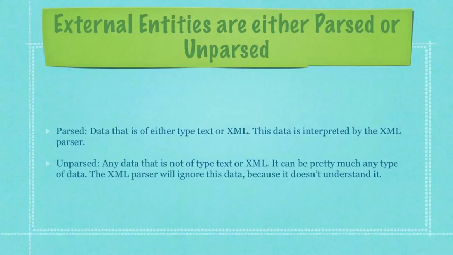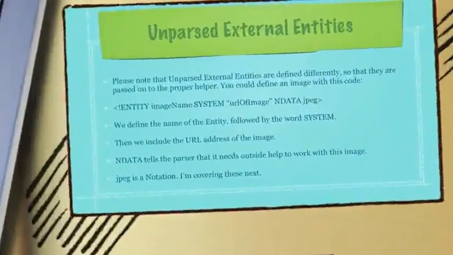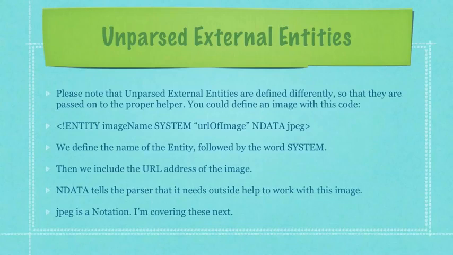Here, I'll explain that. Parsed data is either data that is of type text or XML. This data is interpreted by the XML parser. Unparsed, on the other hand, is data that is not of type text or XML. It can pretty much be any type of data. The XML parser will ignore this data because it doesn't understand it, and it will instead look for a helper tool that will be able to handle this data. Please note that unparsed external entities are defined differently so that they are passed on to the proper helper.